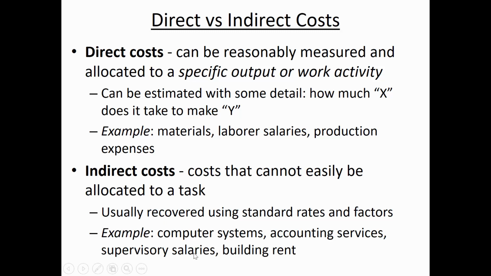So indirect costs can cover things like the computer systems, accounting, supervisory salaries, building rent, utilities, because you can't directly tie these things, or it's very challenging to directly tie these things to a level of production. So think now back to the example of Twinkies. How many accountants does it take to make a box of Twinkies? Well, who knows? It's not zero. There has to be someone that's taking in the accounts receivable and paying the accounts payable.